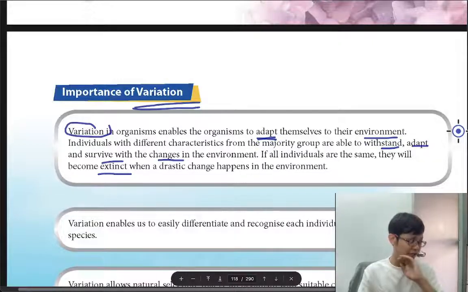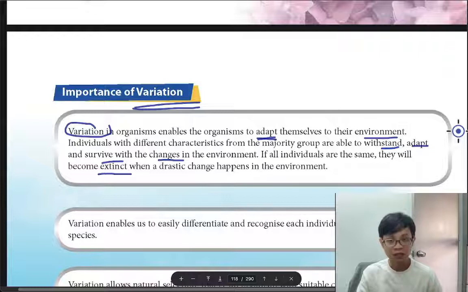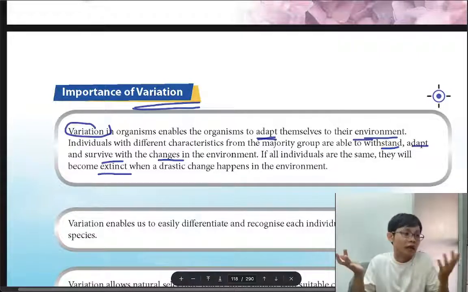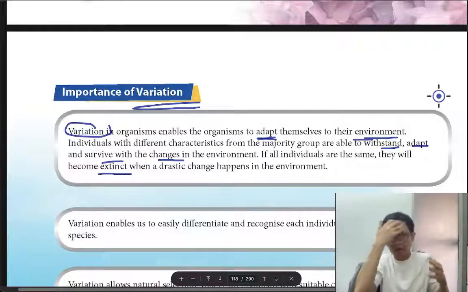This usually happens for plants, and actually all human beings are also the same. If you have variation, you are better able to adapt to the environment. Let's say you got COVID. Some people's tolerance toward COVID is different, because some people who get COVID will die. Some people who get COVID don't die. Some people also don't get COVID.